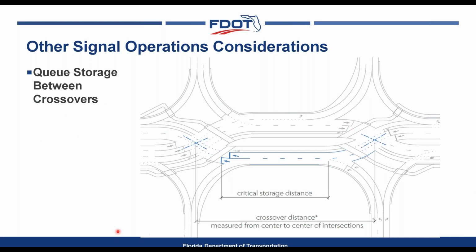As mentioned earlier, when we talked about the signal progression, the queue storage between crossover intersections is important. We want to keep monitoring how many vehicles we're storing in between there. So the shorter the queue storage between the intersections, or the available storage, which in this case is identified as the critical storage distance from the stop bar back to the end of the left turn ramp, the more the analyst is going to need to focus on the progression through the signal to make sure that that's cleared.